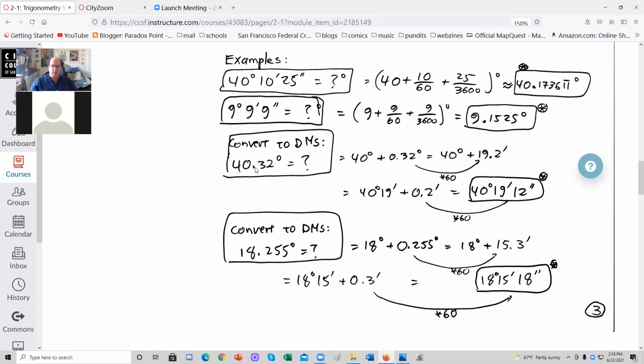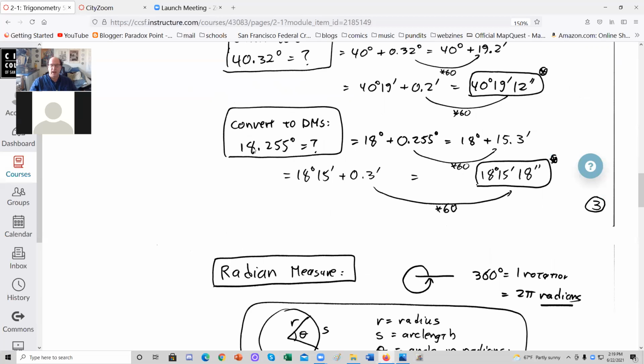Now, if we have decimal degrees, which is what we do nowadays, and I want to convert to DMS, you go in reverse. 40.32 degrees is what in DMS? Well, it's 40 degrees plus 0.32 degrees. To find out how many minutes that is, you multiply it by 60, so it's 19.2 minutes. So it's 40 degrees, 19 minutes plus 0.2 minutes. Multiply 0.2 times 60 to get the seconds. So it's 40 degrees, 19 minutes, 12 seconds.